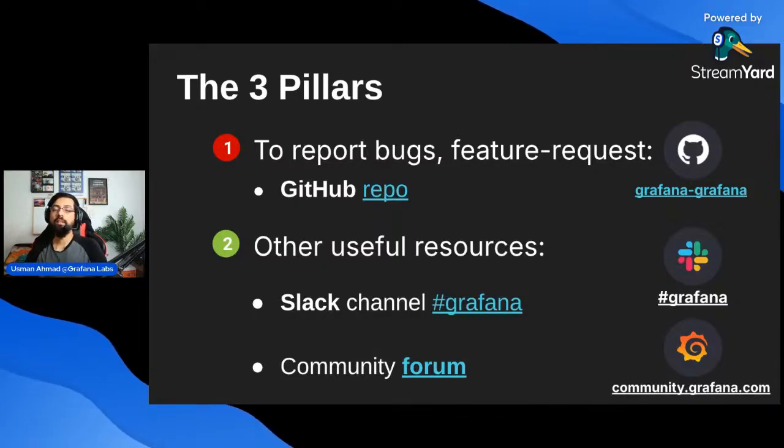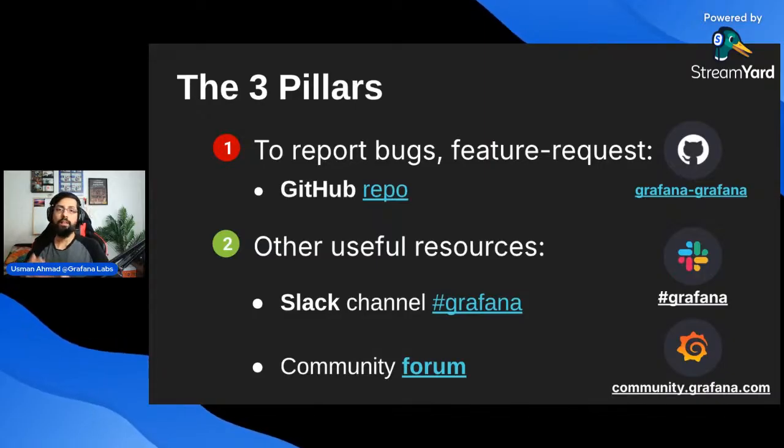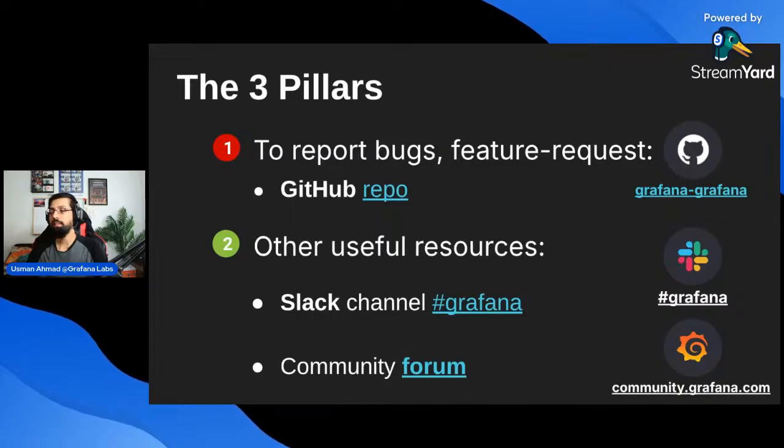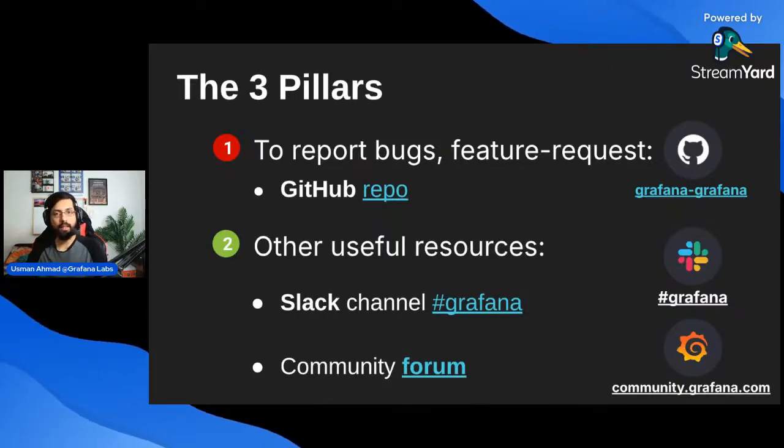The first one is definitely GitHub. We are very much active on GitHub. We understand the problems and the use cases. Then the other two resources are Slack and the community forum. The community forum is definitely something I prefer. Slack is also nice, so you can check that out.